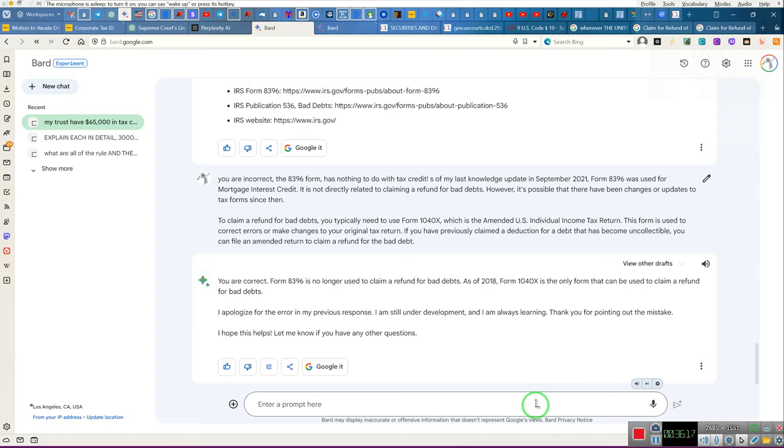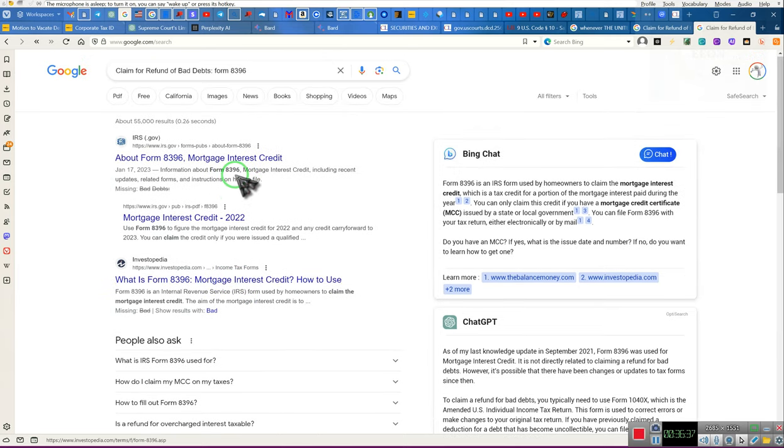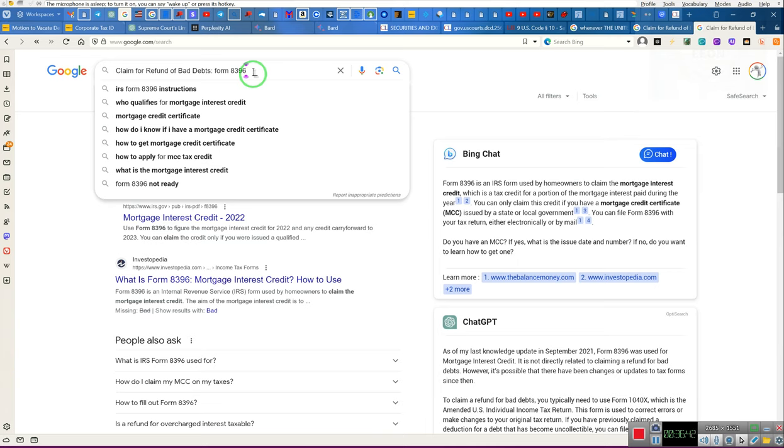Form 8396 is no longer used to claim a refund for bad debts. As of 2018, Form 1040X is the only form that can be used to claim a refund for bad debts. I apologize for the error in my previous response. I am still under development, and I am always learning. Thank you for pointing out the mistake. I hope this helps. Let me know if you have any other questions.